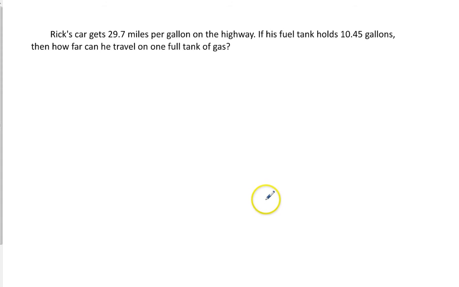Rick's car gets 29 7/10 miles per gallon. If his fuel tank holds 10 4/500 gallons, then how far can he travel on 1 full tank of gas? Again, this is a multiplication problem because it's telling us per gallon. So we know how much in 2, we know how much in 3. We have to get up to 10 4/500 gallons. So we put 10 4/500 on the top and 29.7 on the bottom. Again, remember, the place values don't have to be lined up. It's like doing 1045 times 297.